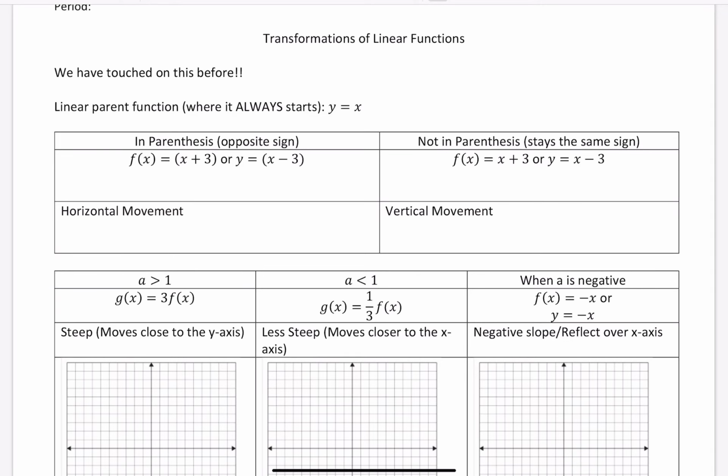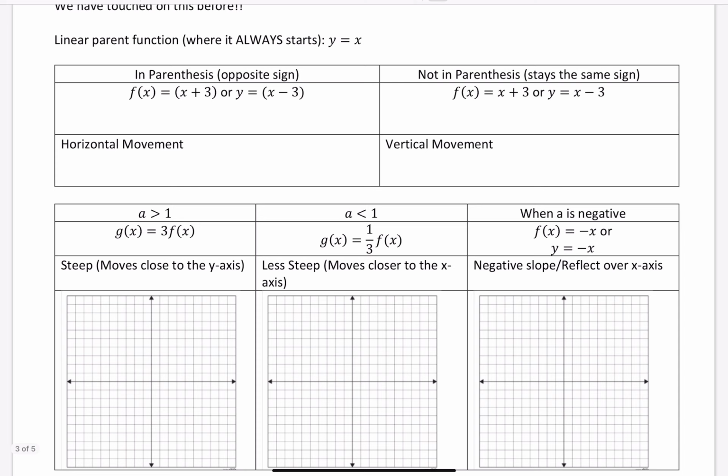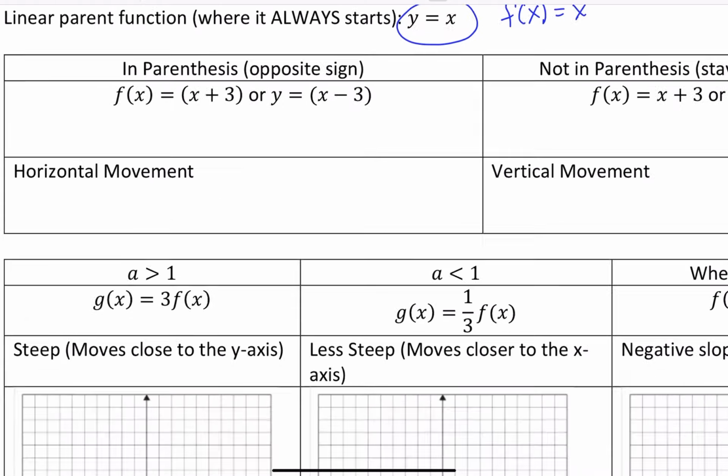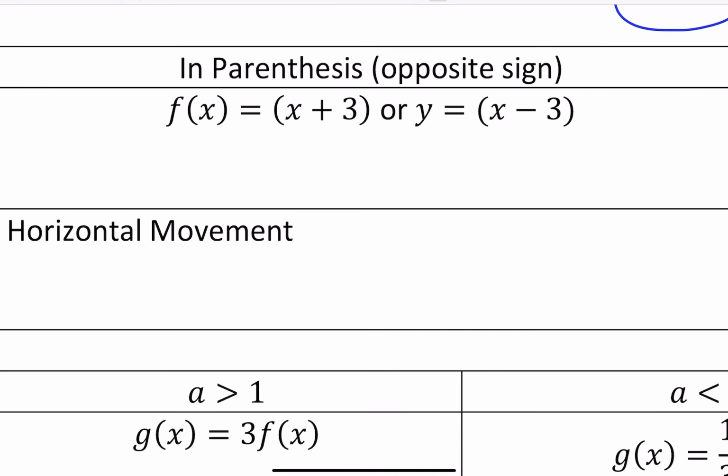Okay, so today we're going to talk about transformation of linear functions. Your parent function is always going to be y equals x, or f of x is equal to x, meaning it can look like this as well. So you're always going to start there. Now in here, when we're in parentheses, we're going to do the opposite sign.